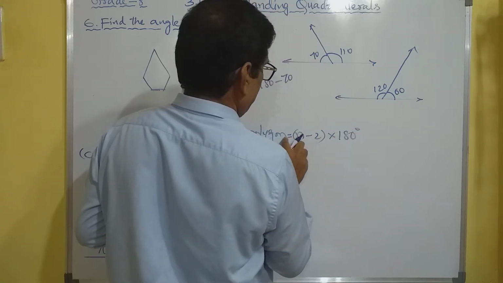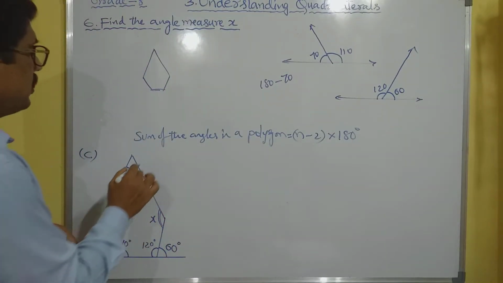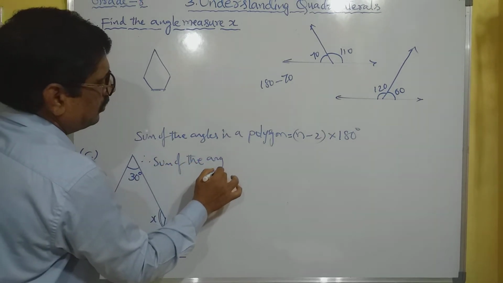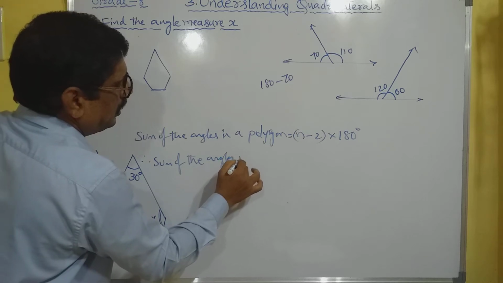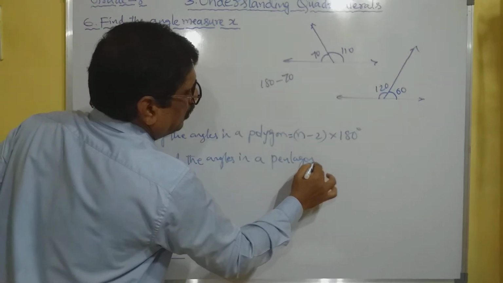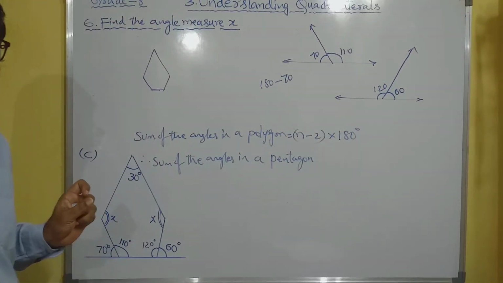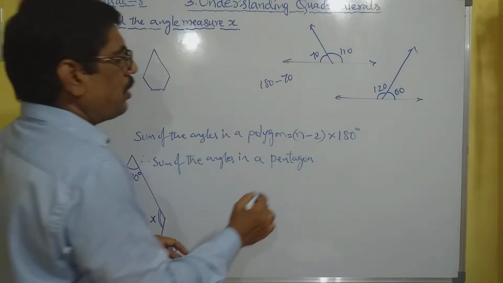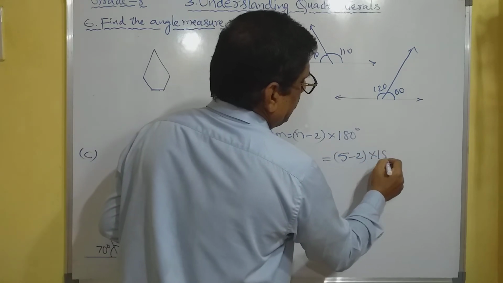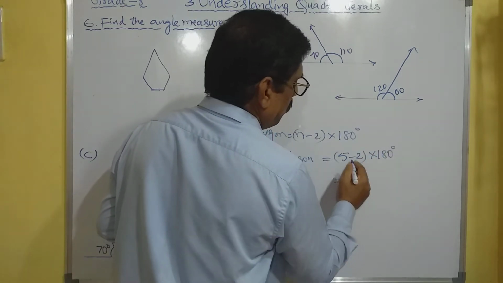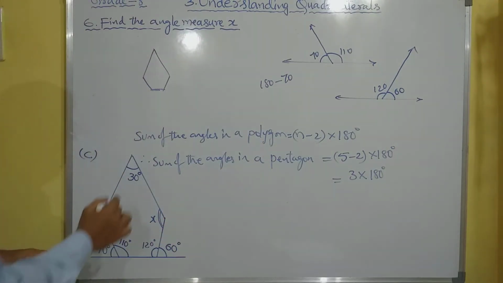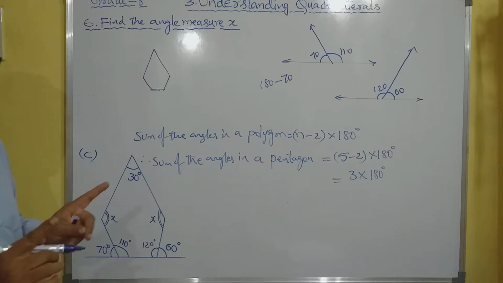degrees. Therefore, the sum of the angles in a pentagon. Pentagon means how many sides? It has 5 sides. So we have to take the n value as 5. 5 minus 2 into 180 degrees, that is equal to 3 into 180 degrees. But the sum of the angles of this pentagon means, what are the angles we have?